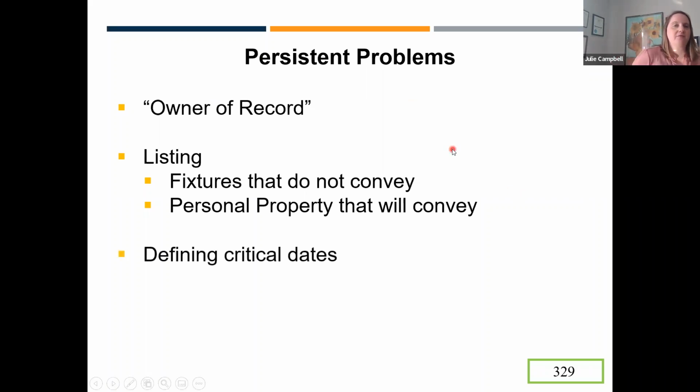Another problem they're seeing is defining critical dates. We fill in a date for the due diligence period. We fill in a date for settlement. Put a date. Don't put 20 days from the effective date. Nobody knows what the effective date is. And is that 20 days? Does that count Sunday? Is that a holiday? Just put in a date. If you wanted 20 days from the effective date, then you go to your calendar and you count it out and you put an actual date in there.